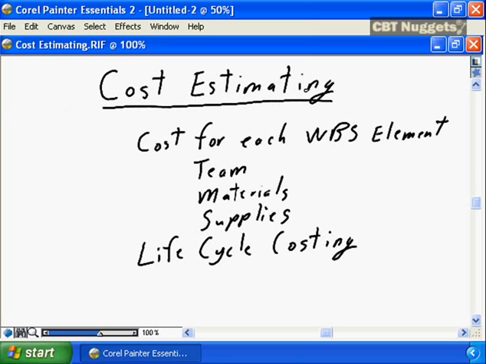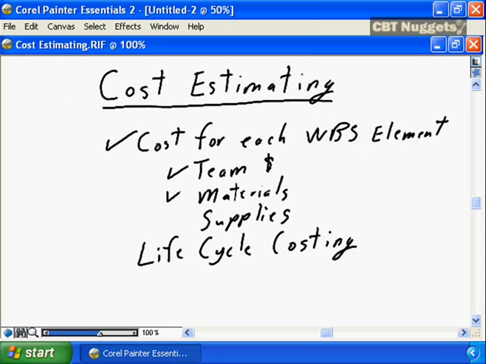The first step in developing your project budget is cost estimating, determining the cost to deliver each and every element of the work breakdown structure. The cost for each and every element of the breakdown structure can consist of a team. How much does the team member cost? How many hours is the team member committed to the work breakdown structure will determine the cost for the team.